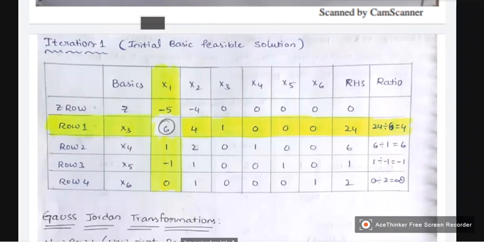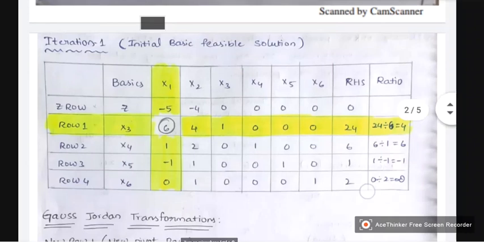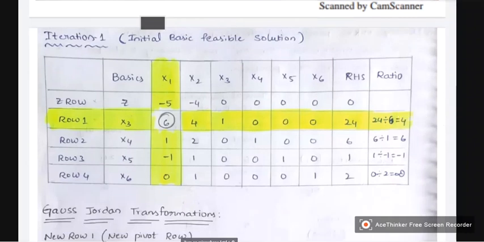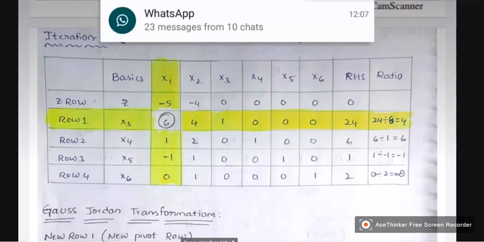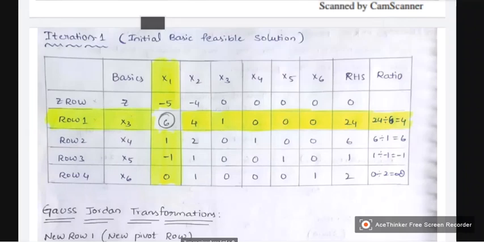Because we need to maximize Z, and we can understand that if we increase the value of x1, we will get an increase in Z because x1 has a coefficient of 5. So x1 can enter the basis. You have written basics. It is not basics, Harika, you have to write it as basis.